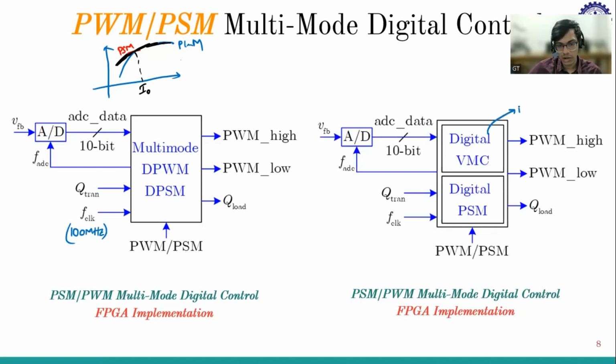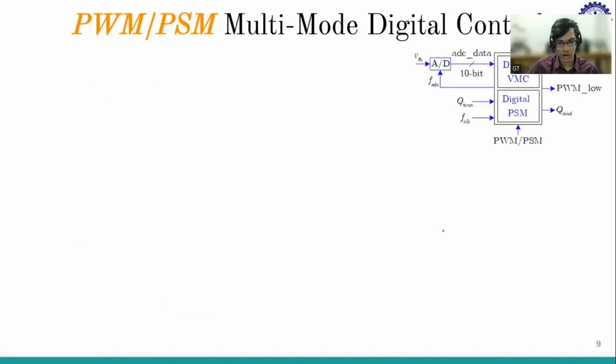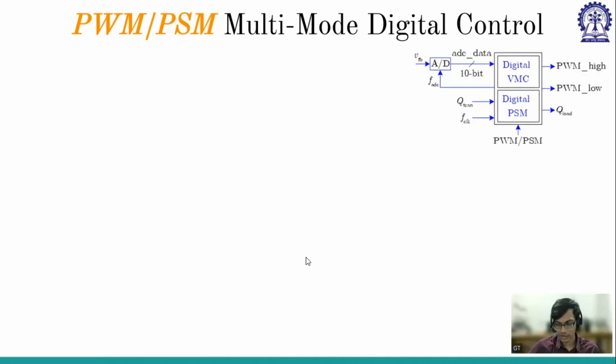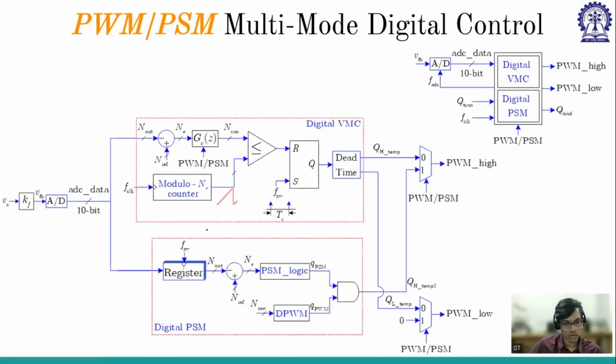And so if you go inside, it has 2 modes. One is the digital voltage mode control, mode 1, and the digital PSM, mode 2. So if we talk about this implementation, which again we have discussed in the week 11 last session, it has 2 blocks: one is the digital VMC and the other one is the digital PSM.